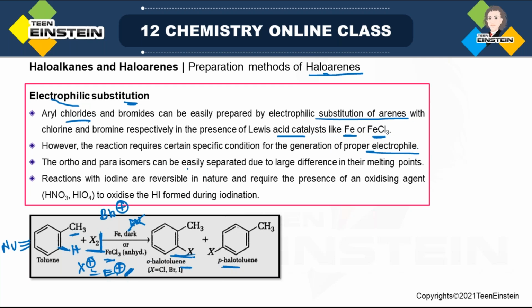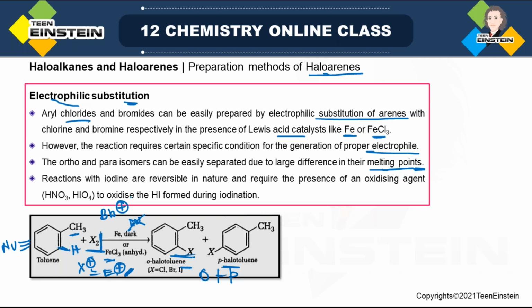The ortho and para isomer can be easily separated because you are getting mixture of ortho and para, o plus p. But you can separate them because their melting points are different. So by crystallization, we can do so. Fine. So when there is difference in some physical property, that is melting point or boiling point, then separation is possible.